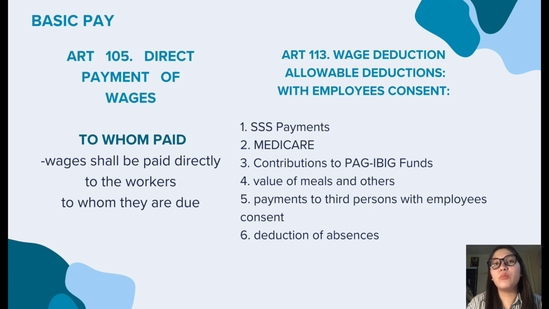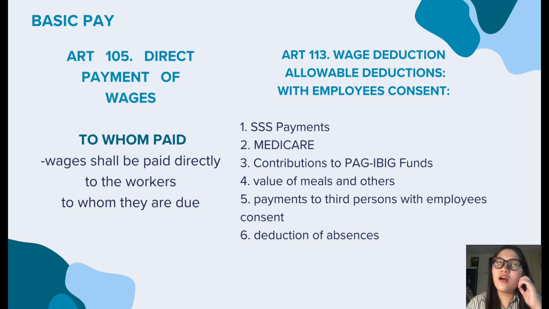So let's move on to Article 113, the wage deduction. So what are the allowable deductions in the basic pay or the wages? So with the employee's consent, there are 6 allowable deductions. The first one is SSS payments. Second is Medicare. Third is contributions to the Pag-ibig funds. Fourth is value of meals and others. Fifth is payments to third persons with employees' consent. And lastly, the deductions of absences.